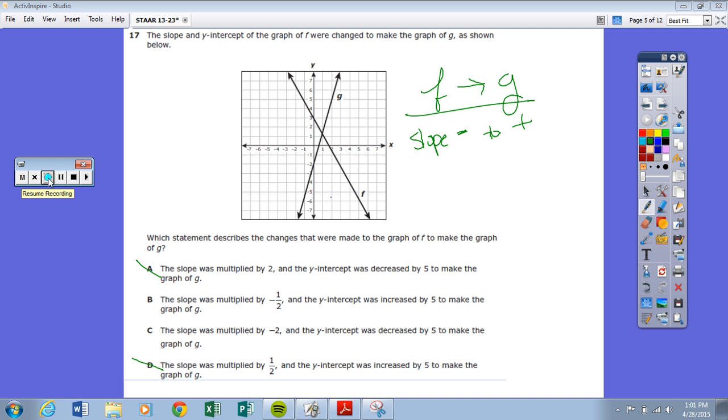Okay, now that we're down to these two, let's compare the y-intercept. The y-intercept is where you hit the axis. So f hits at 3, and the g graph hits at negative 2. Would you call that an increase or a decrease? Well, I'd call that a decrease. So we need to go with the one that talks about that. So it's going to be C.